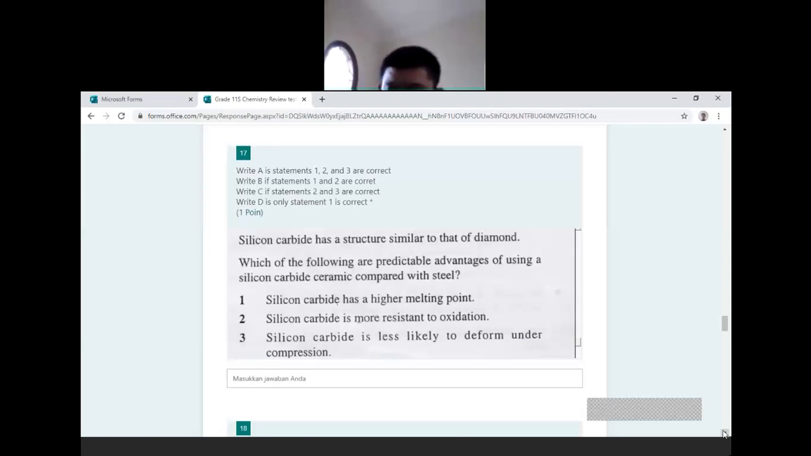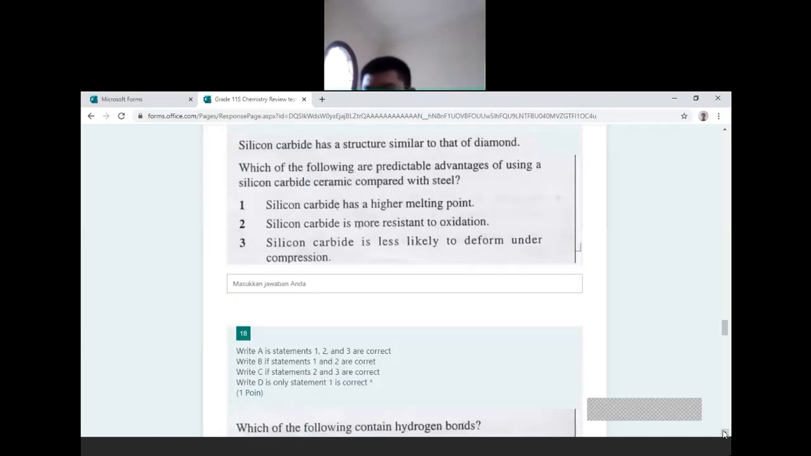And then the second statement, silicon carbide is more resistant to oxidation, similar to diamond. Diamond is also resistant to oxidation. Oxidation here means it cannot be combusted. And then silicon carbide is less likely to deform under compression. Similar to diamond, it cannot be deformed under compression as well. So the answer for this question is statements 1, 2, and 3.